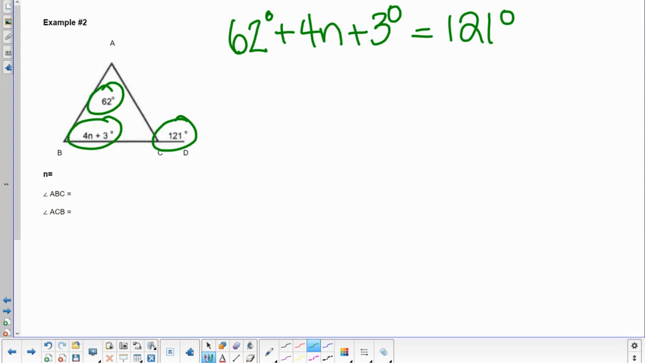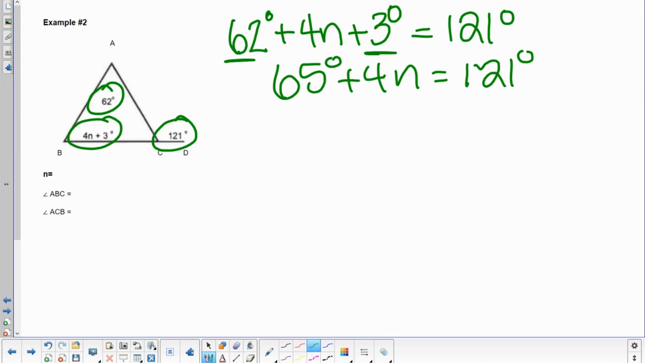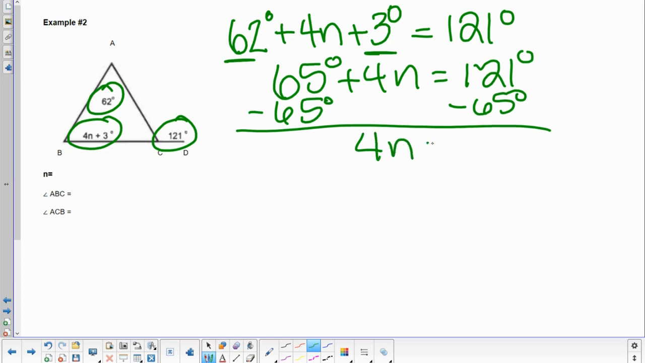If we go through the math here algebraically, we take 62 plus 3 and get 65 degrees, plus 4n still equals 121 degrees, our exterior angle. We subtract the 65 degrees from both sides, and we get 4n is equivalent to 56 degrees. Divide by 4, and that equals 14 degrees. So we know that n in this problem is 14 degrees.